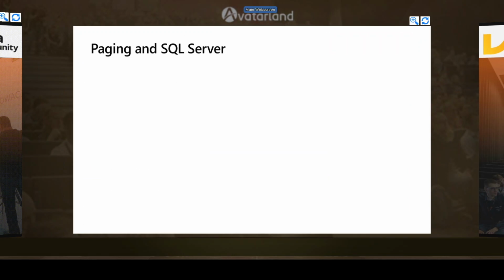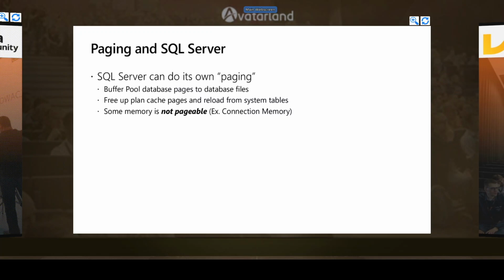Okay, so super important concept because there's a myth around how paging works with SQL Server and operating systems. So knowing what I just told you about caches, SQL Server can do its own paging as necessary. For example, buffer pool database pages can be written to database files if they're dirty. Like if you change the page and we need to reclaim that memory, we can simply flush the dirty page to disk and we can reuse that page in memory.